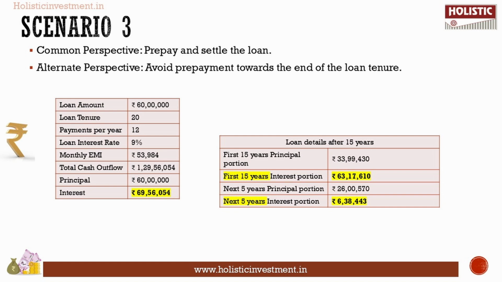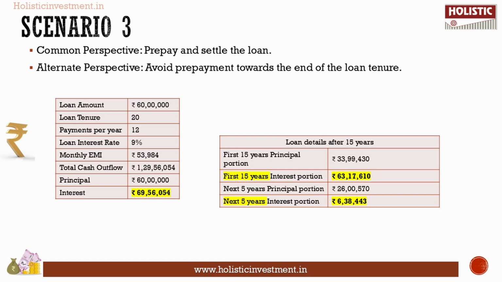For instance, consider a home loan of rupees 60 lakhs with a 20-year tenure at an interest rate of 9%. The EMI is rupees 53,984. If you have already serviced the loan for 15 years, prepaying the remaining amount may not be as advantageous as the bulk of the interest has already been paid. In the first 15 years, you would have paid rupees 34 lakhs of the principal, while the remaining 26 lakhs would be paid in the last 5 years.